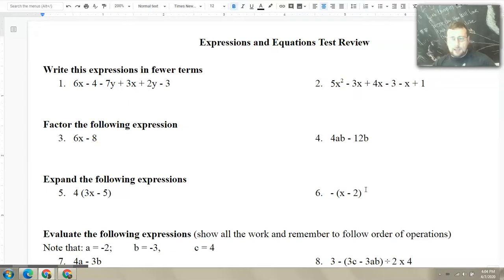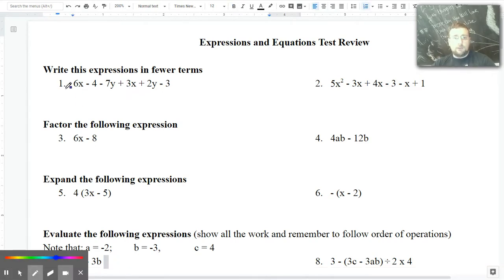Okay, so this week I'm going to be going over the test review, which is a document I created for you guys to prepare for and study for the test that we're going to do next week. And the first set of skills that we're going to go over has to do with manipulating expressions. The first skill is just combining like terms to make the expression be written in fewer terms.